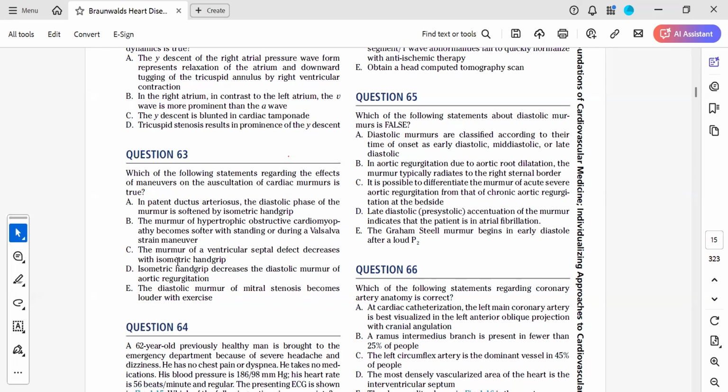Option E says the diastolic murmur of mitral stenosis becomes louder with exercise. So with exercise, there is increased flow in the left side of the heart. So there'll be increased flow across the mitral valve. So we expect the murmur to be louder because of the increased flow across the mitral valve. So option E is the correct answer.